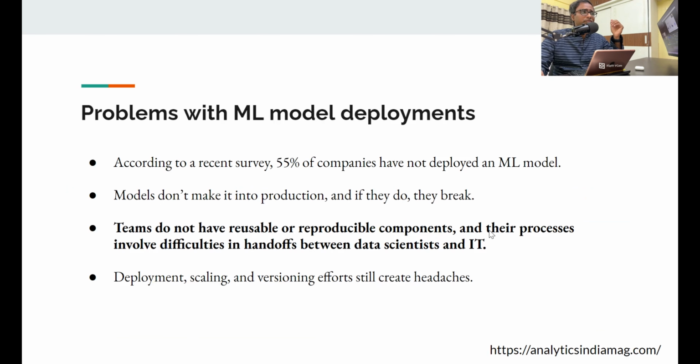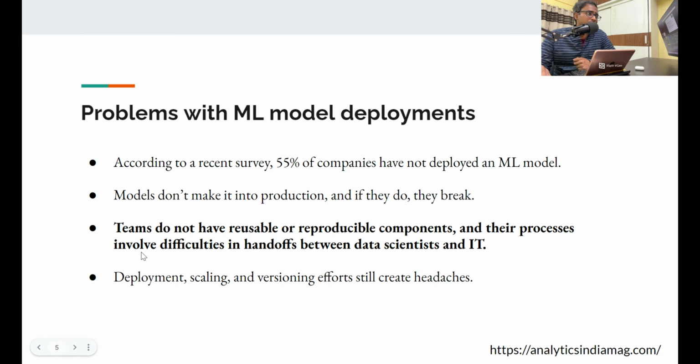Next, we are still not at what is MLOps. We'll just try to understand some problems we face during this data science lifecycle. One of the major problems is obviously machine learning model deployment. According to a recent survey, 55% of companies have not deployed a machine learning model. There could be multiple reasons. Maybe they don't have proper data. Even if they have data, they are not sure how to use it. Maybe machine learning is not the right fit for their business use case. Could be multiple reasons. Models do not make it to production, and if they do, they break.